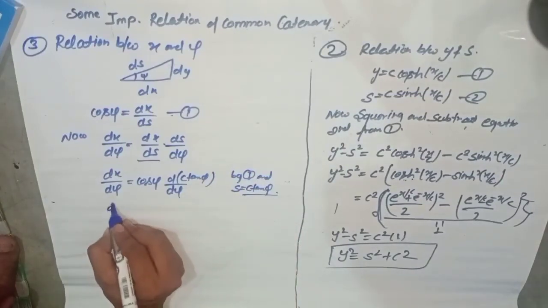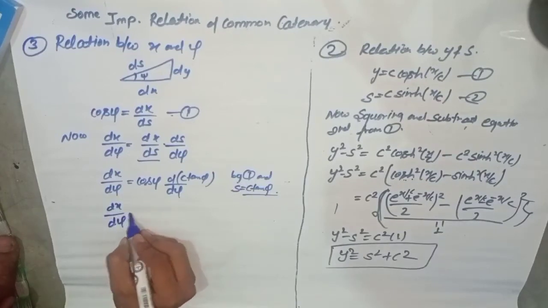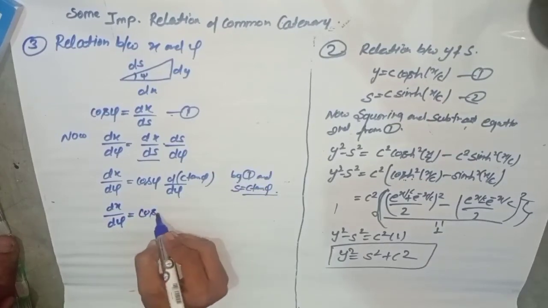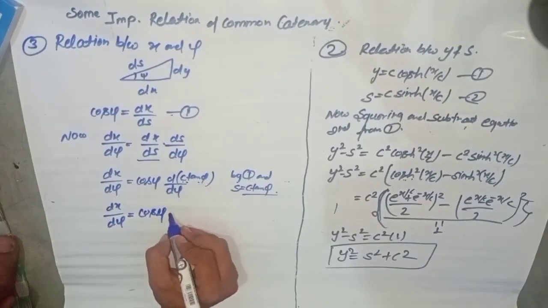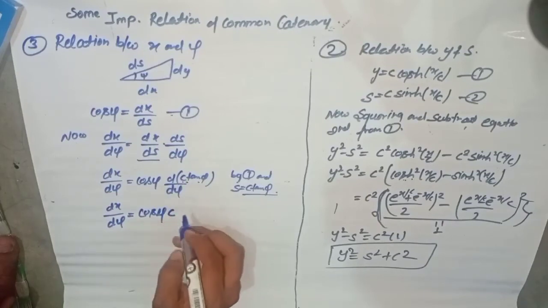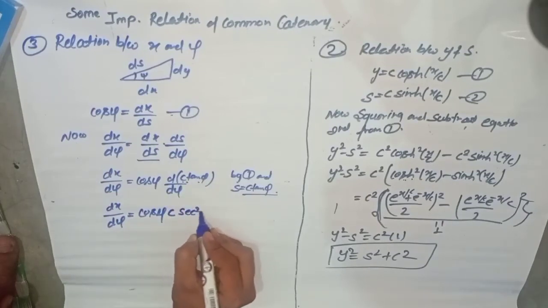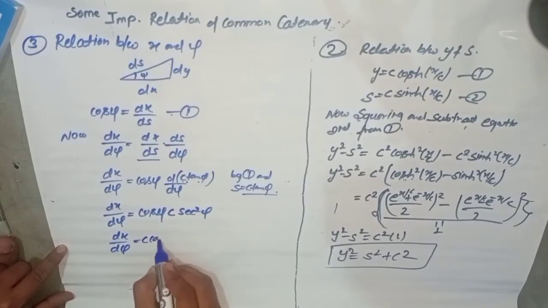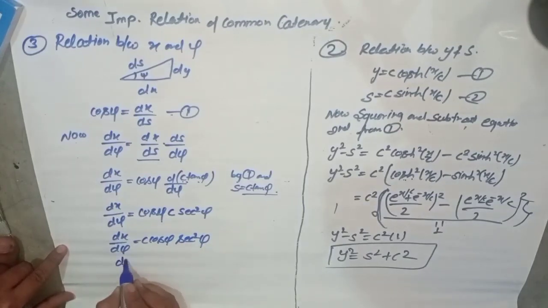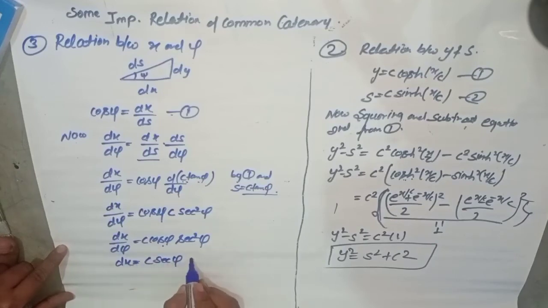Now dx/dψ = cos ψ times the differentiation of c tan ψ. c is a constant, so it comes outside, and the differentiation of tan ψ is sec²ψ. Then we get dx/dψ = c cos ψ sec²ψ. Cos and sec cancel out, so we get dx = c sec ψ dψ.